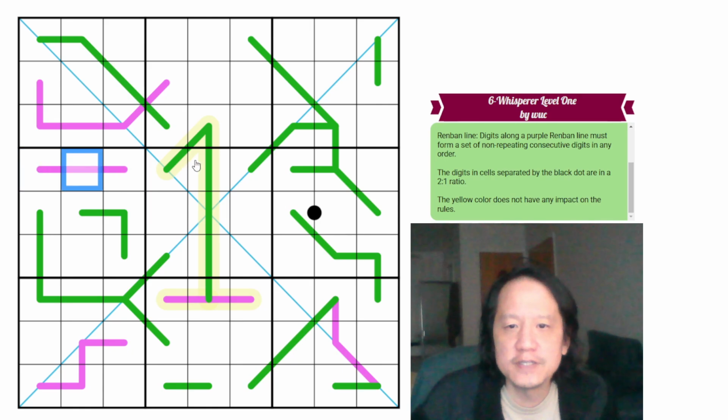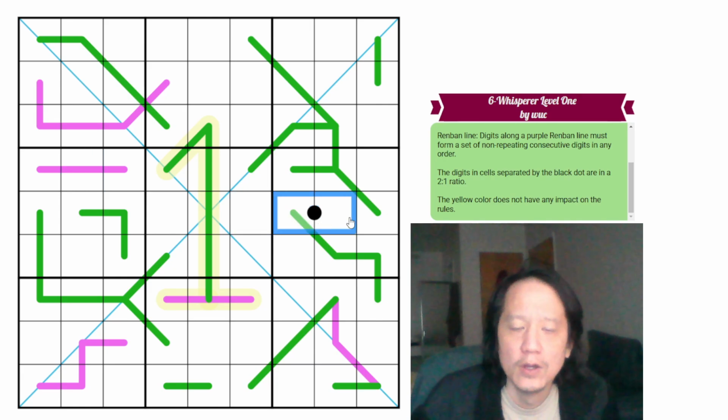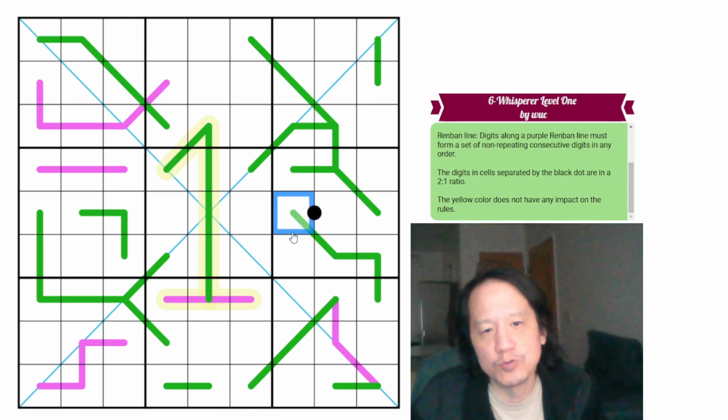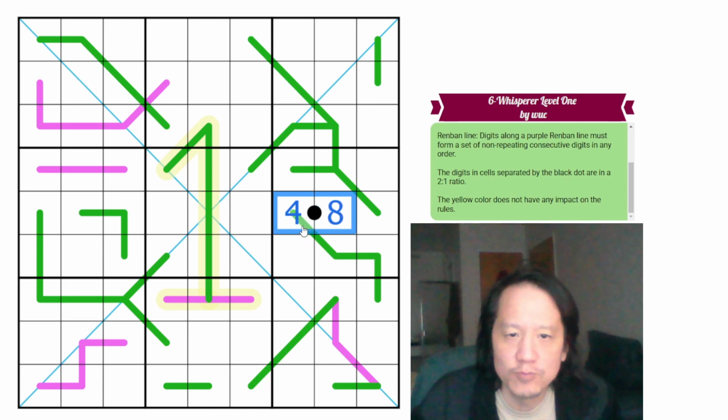The digits in cells separated by a black dot are in a 2-to-1 ratio. These are called black Kropke dots. And digits in cells separated by the black dot are in a 1-to-2 ratio. So for example, if this were a 4, this would have to be a 2 or an 8 to maintain the 1-to-2 ratio between them.